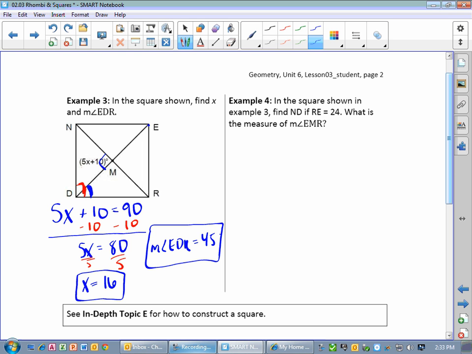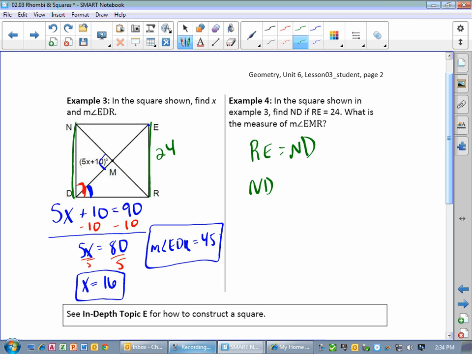It says in the figure shown below, find ND if RE is 24. So where is ND? Well, it's this side right here, right? And RE would be this side. Now, what do we know about these two sides? What's the relationship? They're congruent. How do you know? It's a square, so all 4 sides are equal. It's a parallelogram, so opposite sides are equal. There's all kinds of reasons. So if RE is 24, then what's ND? 24. So RE is equal to ND.